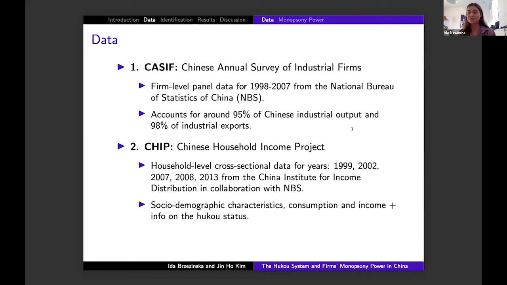So we complement that with household level data, which is a cross-section for the same time period from the Chinese Household Income Project. And a useful feature of that data for our purposes is that in addition to having information about socio-demographic characteristics and the usual income and consumption modules, they also have detailed information about the Hukou status. So we can say exactly who the rural Hukou holders are who migrated into cities. It's also georeferenced, so we can match these with reform and non-reform cities.